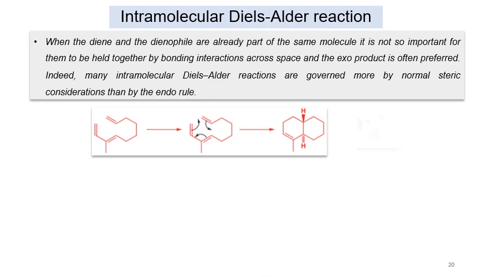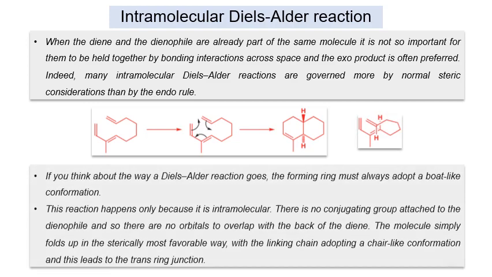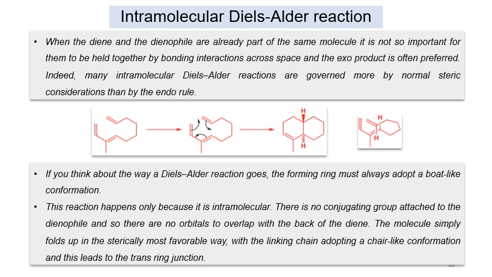So you can see here in this particular example, what is dominating here is not the electronic effect but the steric effect. In this particular transformation, there is no activating group, but the reaction still happens. Why? Because this is intramolecular, as I had told you. There is no conjugating group on the dienophile, and therefore there are no orbitals to overlap with the back of the diene.